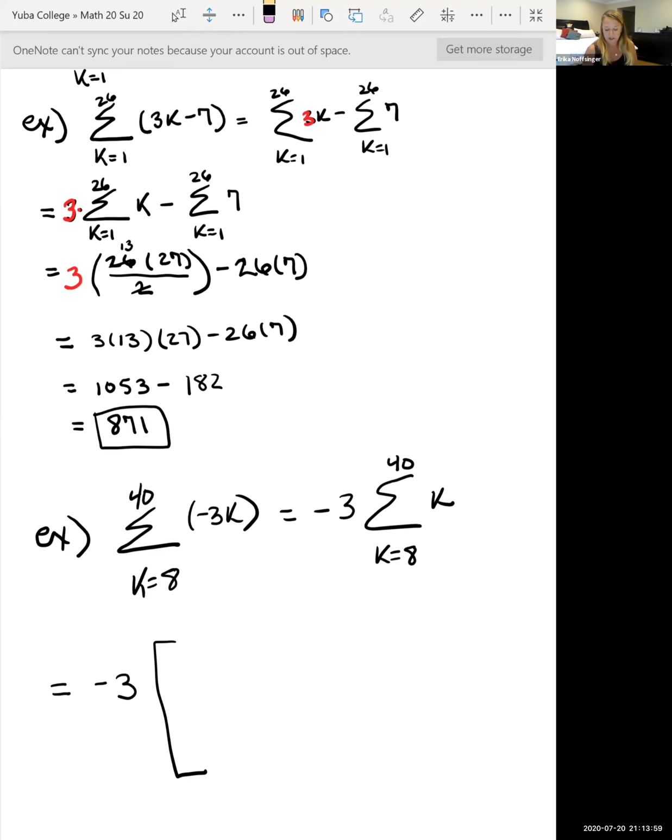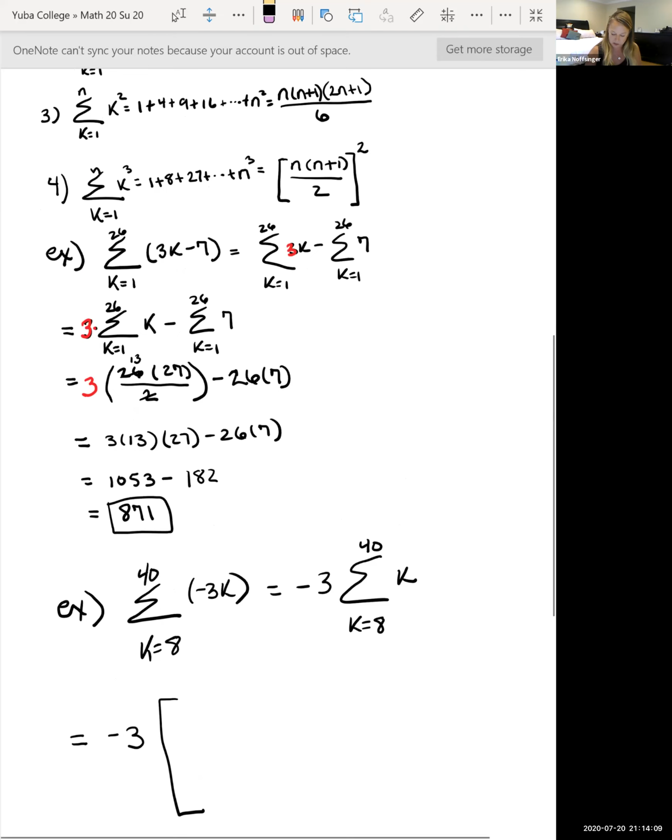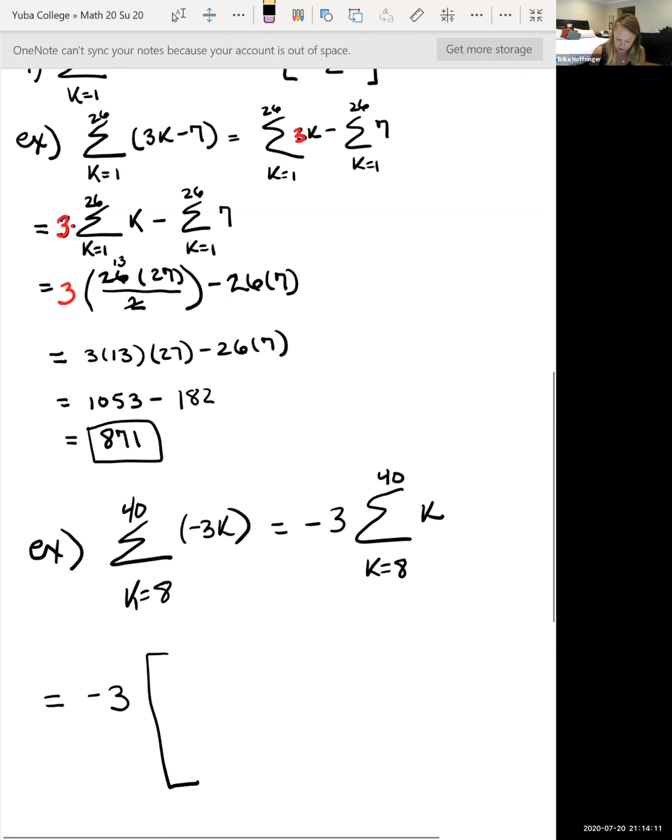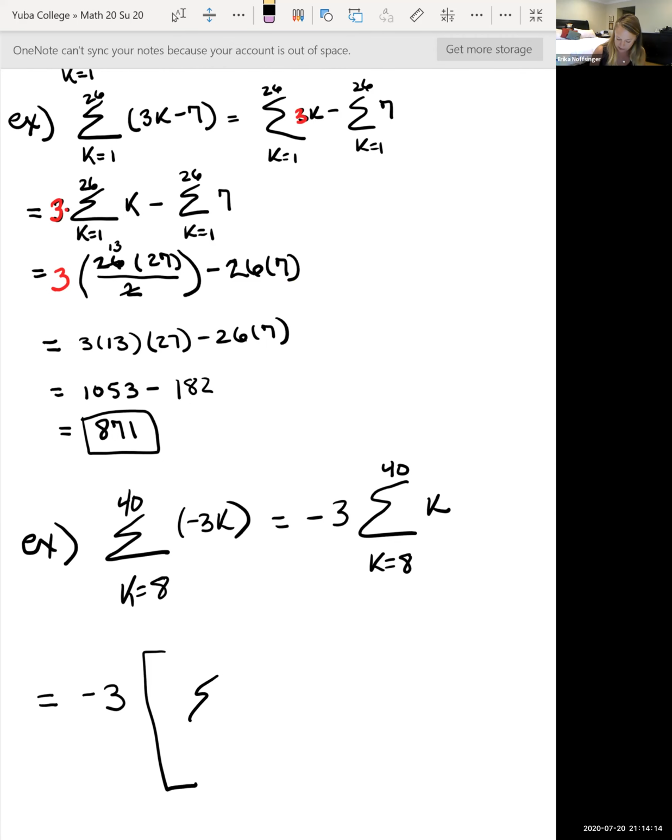So we only know how to do these formulas from 1 to the number. So we need to rewrite this. And this is where that formula was helpful. So we're going to go out from 1 to 40, so k equals 1 to 40. And then we're going to subtract off the terms we didn't want. We don't want the first 7 terms in here. So we're going to look at the summation from k equals 1 to 7 of this k.